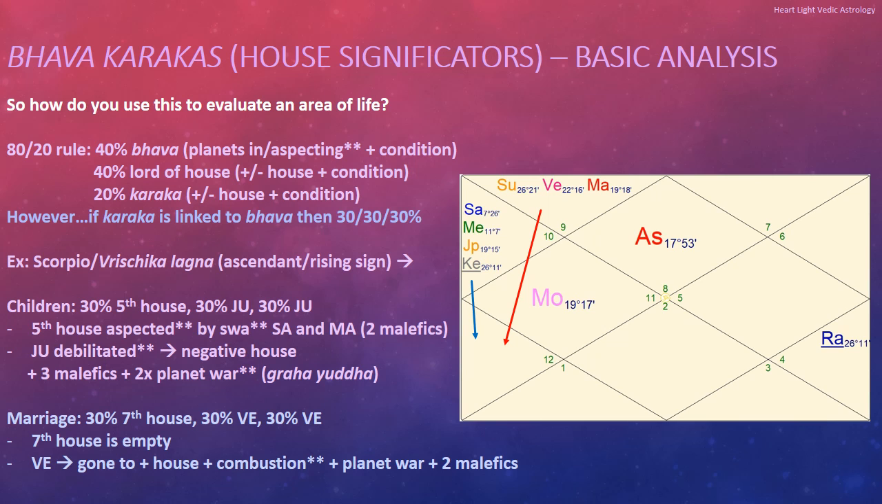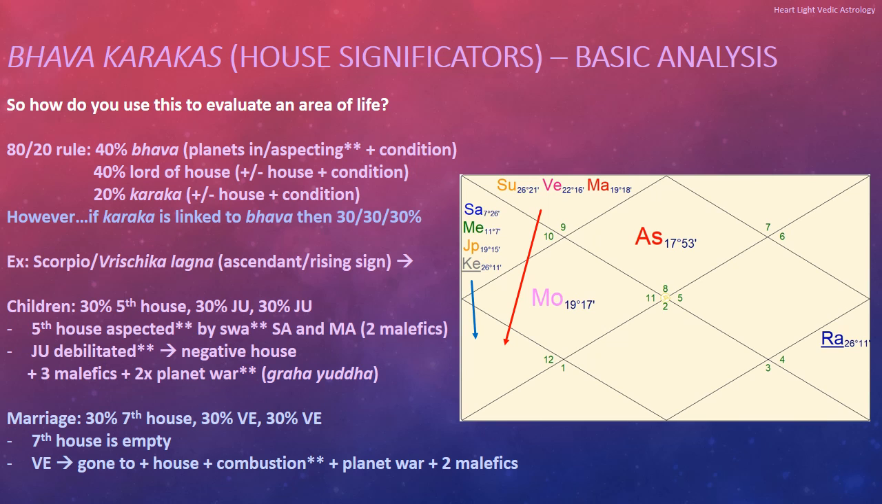And so since the seventh house on its own is neutral, basically the entire seventh house for this person is entirely based on Venus. So, okay, what's going on with Venus? Well, Venus has gone to a positive house, so that's good. However, Venus is also combust. It's so close to the sun, you can see the degrees here. Venus is so close to the sun, it's eclipsed by the sun.